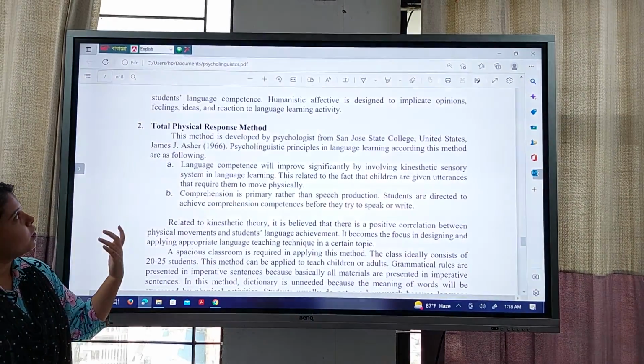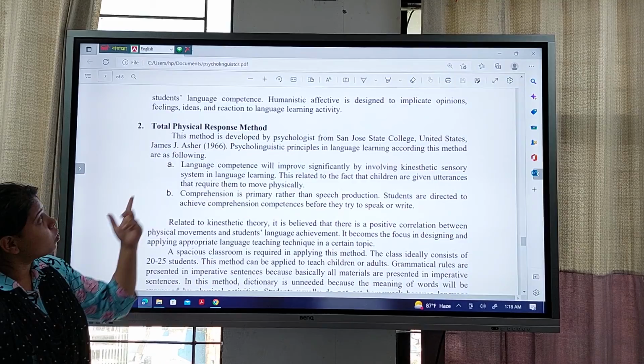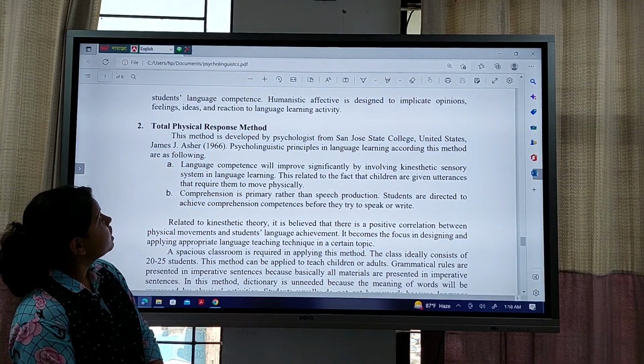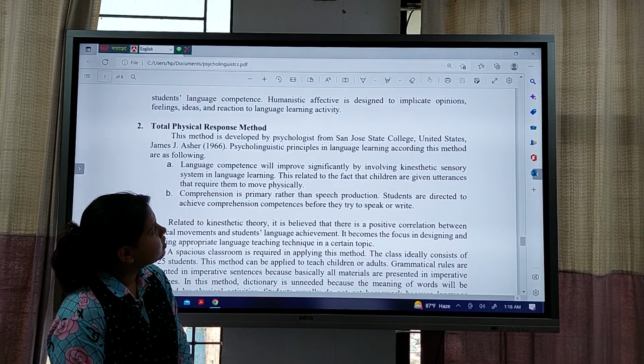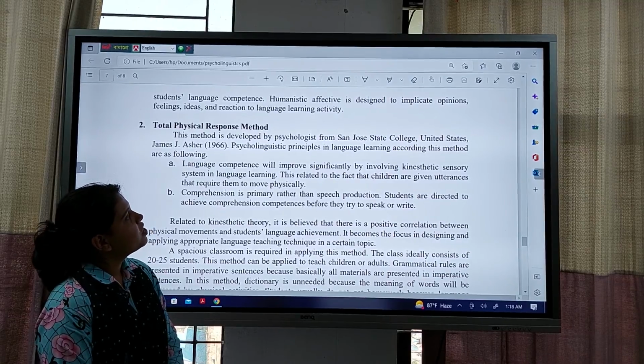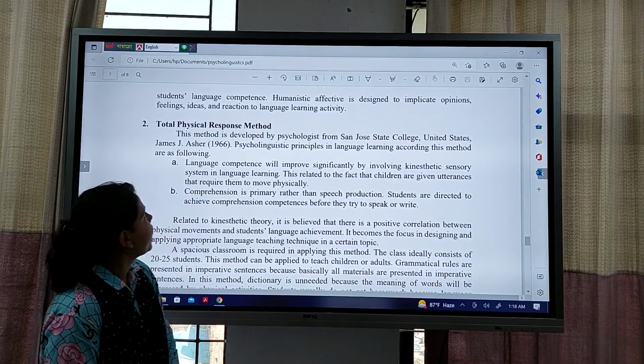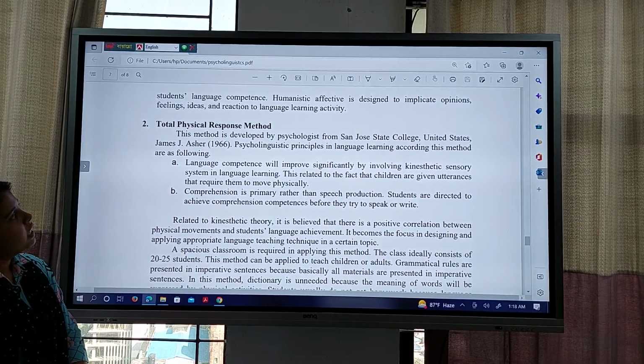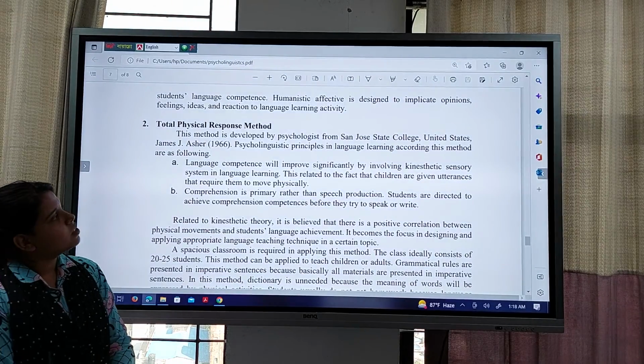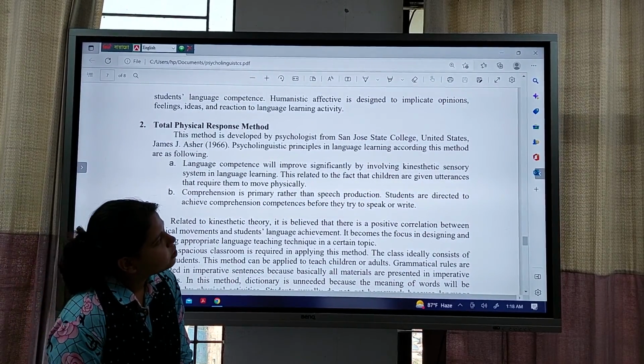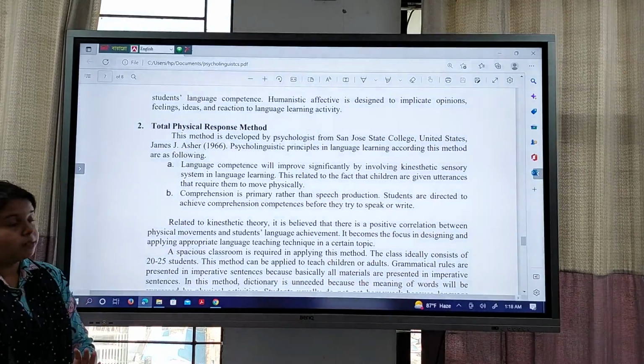Okay, second topic is the total physical response method. This method was developed by the psychologist James J. Asher from San Jose State College, United States, in 1966. Psycholinguistic principles in language learning according to this method are as follows.